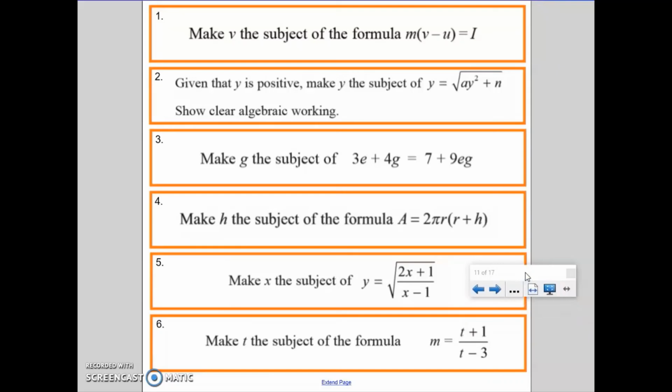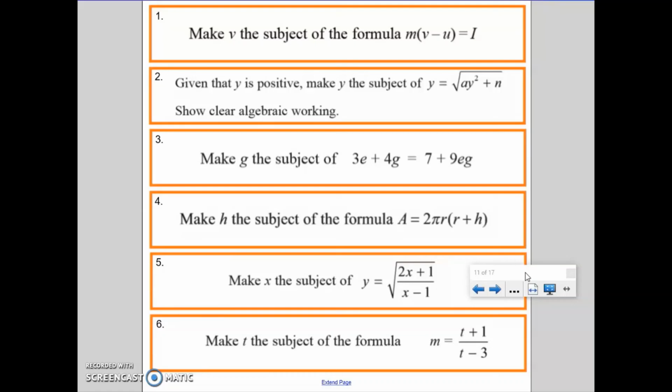Okay, so here is your main task on complex rearrangement. You can see I've placed onto the screen 6 previous exam questions which ask you to make a letter a subject of a formula. For each of the questions, I'd like you to show me your full working out, your full algebraic manipulation, similar to what I've done on the last 3 or 4 examples, showing me each step in order to isolate the variable or the letter you're trying to isolate.